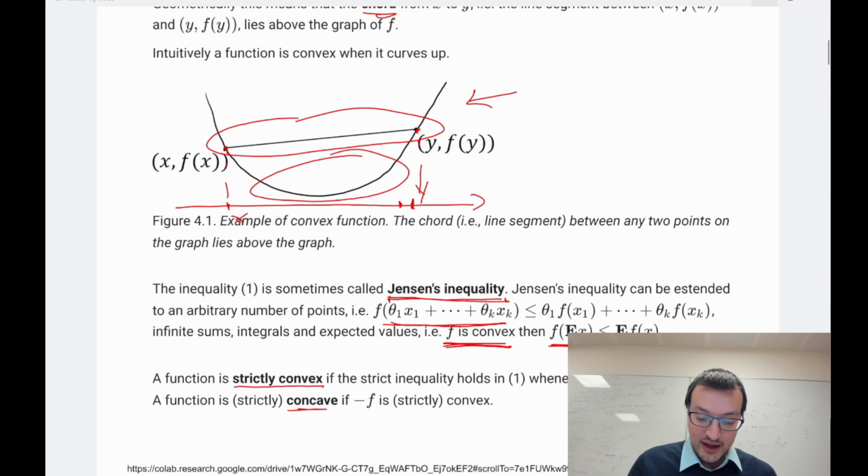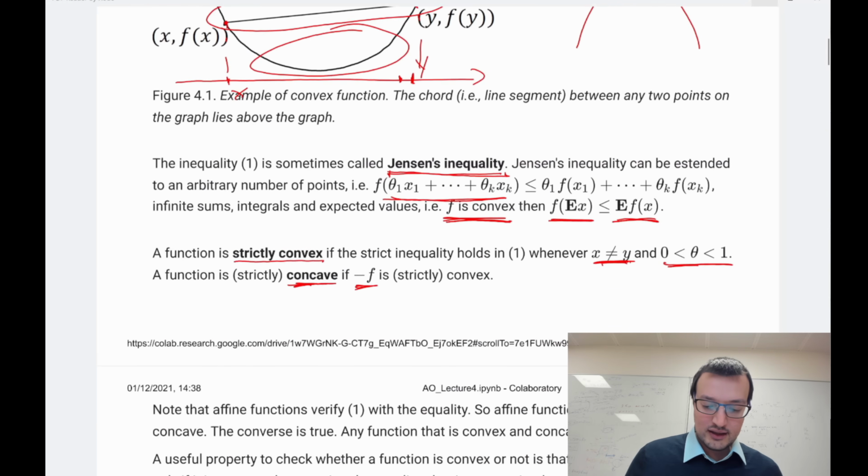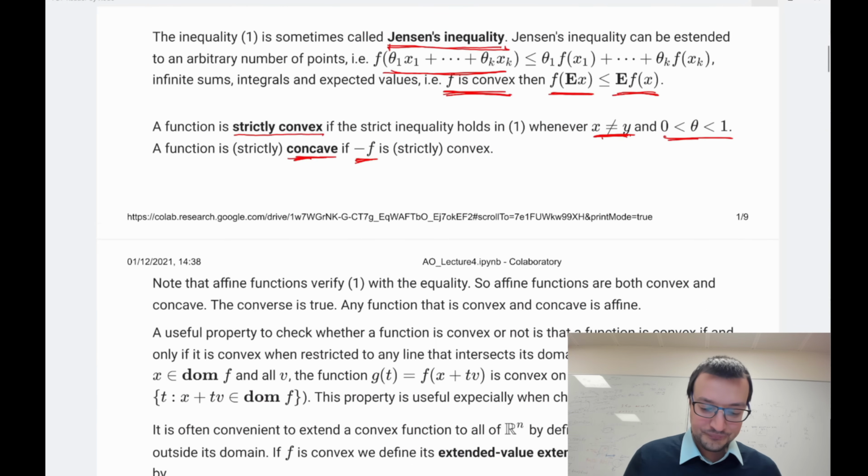We can define concavity, and concavity is essentially the opposite of convexity. So a concave function is one that curves downward. In fact, a function f is concave if minus f is convex. And the same holds for strict concavity.